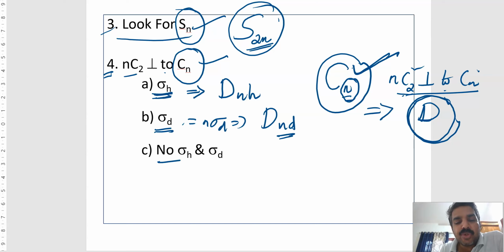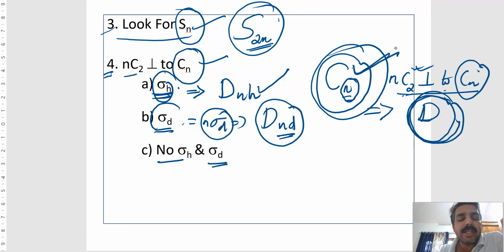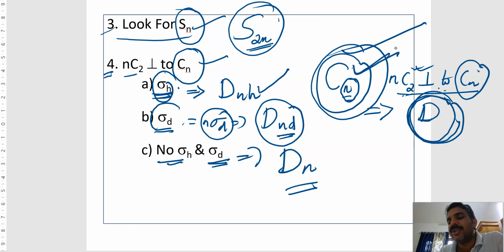If there is no sigma h and no sigma d, the molecule has a Cn axis and nC2 perpendicular to Cn, so it belongs to the D category. If the molecule has sigma h, then it belongs to Dnh. If the molecule has no sigma h but has n sigma d planes, then it belongs to Dnd. But if there is no sigma h and no sigma d, then it belongs to Dn, provided it has a Cn axis and nC2 perpendicular to Cn. That is the fourth step you have to look for.